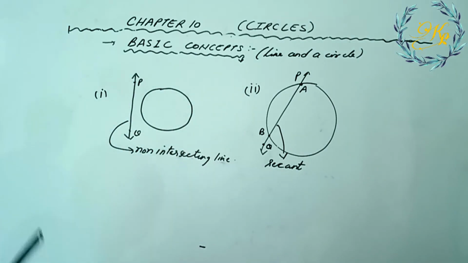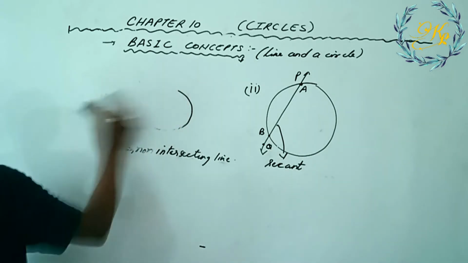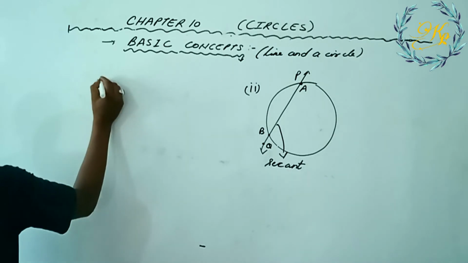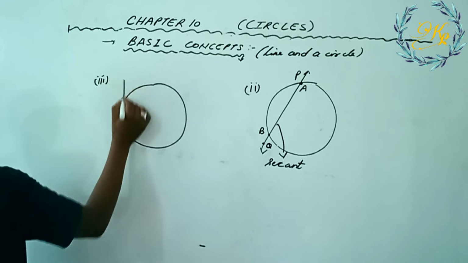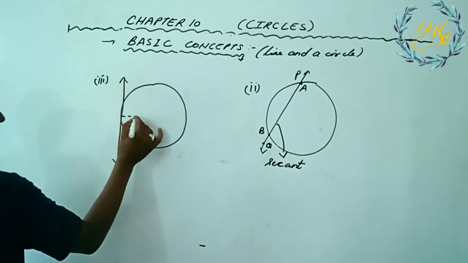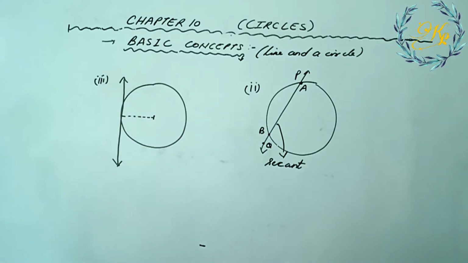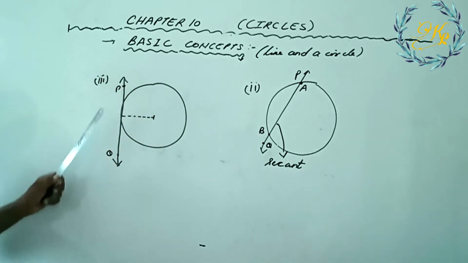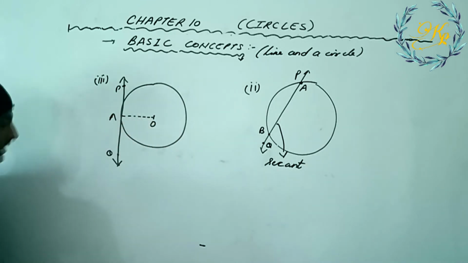Alright, now the third possibility is, when you talk about the third possibility, we can say that the line touches the circle at a common point, and this line is at a perpendicular distance from the center of the circle. So let this line be indicated by P and point Q, and the point at which it touches the circle is point A. Let the center of circle be O.